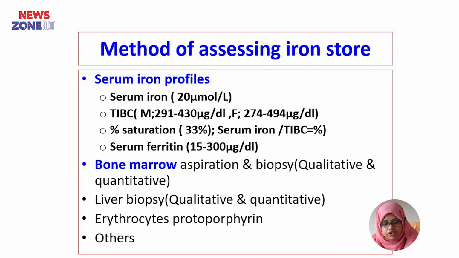Then what are the methods for assessing the iron store in our body? First of all, we have to do the serum iron profile, which contains serum iron concentration, total iron binding capacity, percentage saturation and the serum ferritin level. Then we can do bone marrow aspiration and bone marrow biopsy. We can also do liver biopsy, erythrocyte protoporphyrins and others.